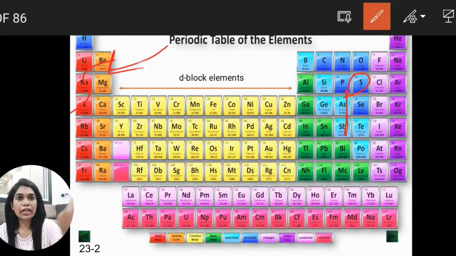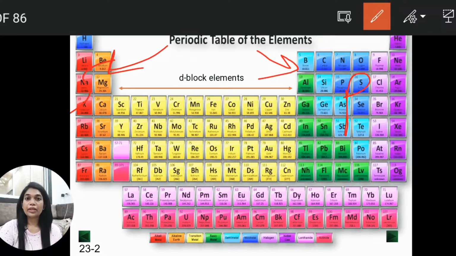These are the S block elements and these are the P block elements. So they are situated between S and P block elements. They are also called transition elements. So why are they called transition elements? Because their d orbital is incompletely filled or partially filled. So we can say that not all d block elements are transition elements. Those elements which have an incompletely filled d orbital are called transition elements.